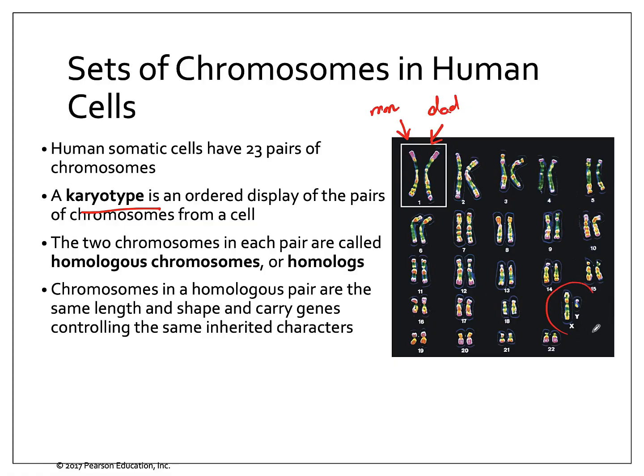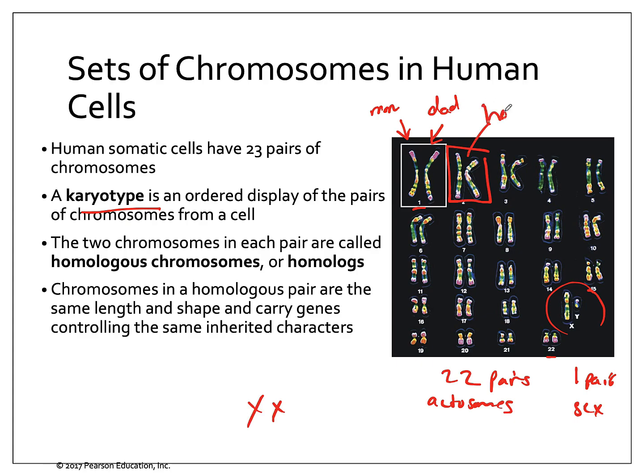These sex chromosomes are over here. So we have 22 pairs of what are called autosomes. So those are the body chromosomes, so they're numbers 1 through 22. And then we have one pair of sex chromosomes, and those are the sex-determining chromosomes. In this case, X and Y would create a genetic male, an X and an X would create a genetic female. These pairs are called a homologous pair.